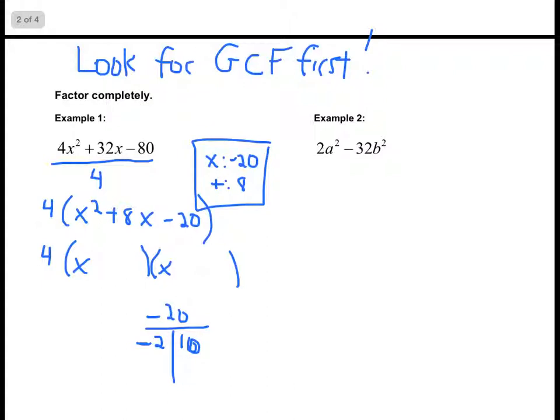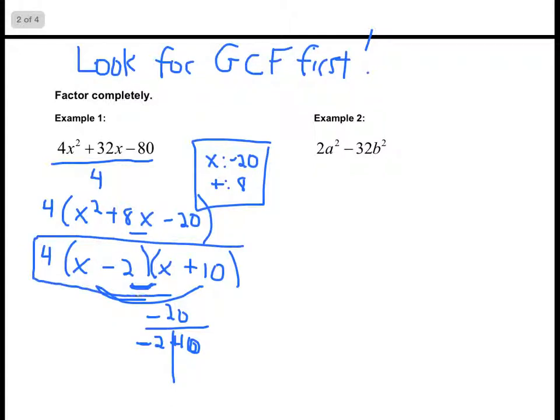If I let the 2 be negative and the 10 be positive, then I know I should have an 8 as my middle term. So I'm going to put minus 2, and then I'll put plus 10, and I can FOIL to check or double check that this is negative 2x and that's 10x. If I add those together, I'll get the middle term, 8x. So my answer, and remember the 4 that we factored out is part of your answer. So that's your answer. Look at number 2.